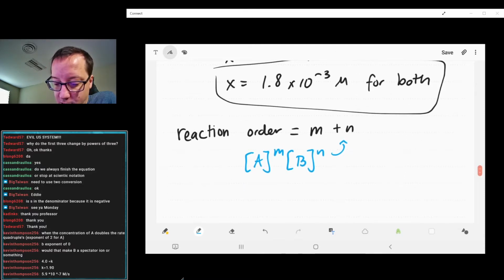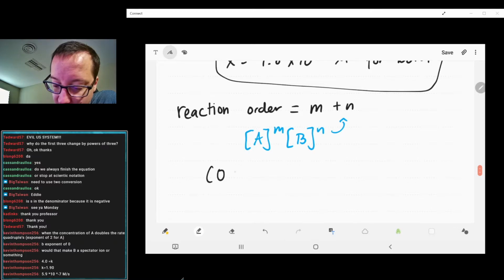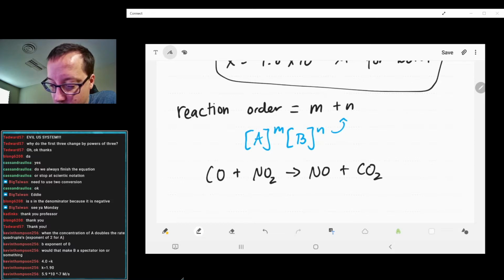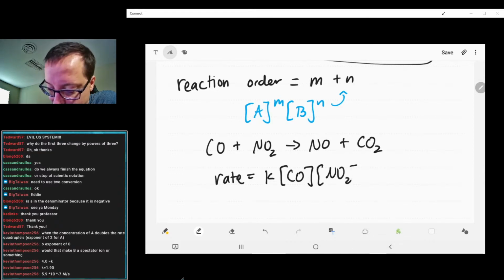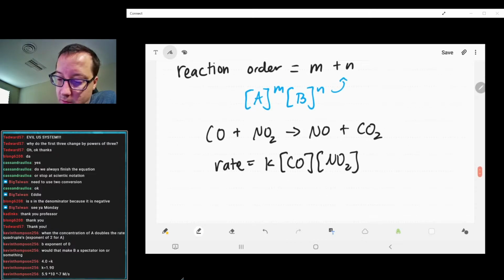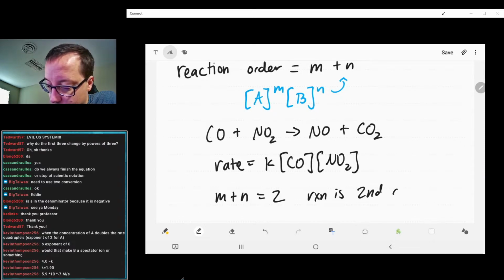So it turns out for both of the reactions we've looked at so far today, both of them have a reaction order of 2, meaning they are second order reactions overall. So we've seen that carbon monoxide plus NO2 turning into NO plus CO2. We saw that the rate was K times CO times NO2. And so we're going to see that M plus N will equal 2. So our reaction is second order. This is a second order reaction.